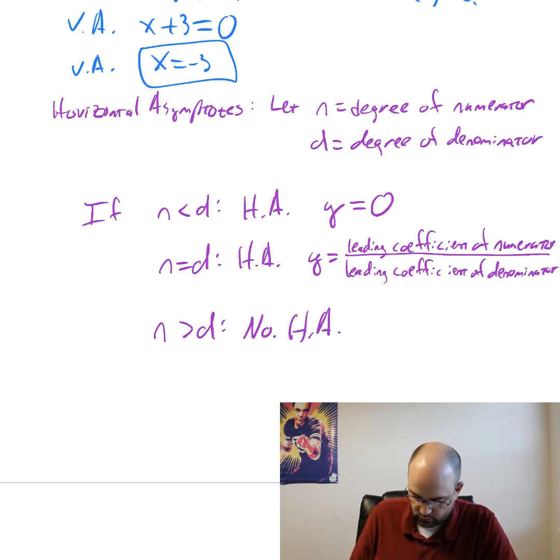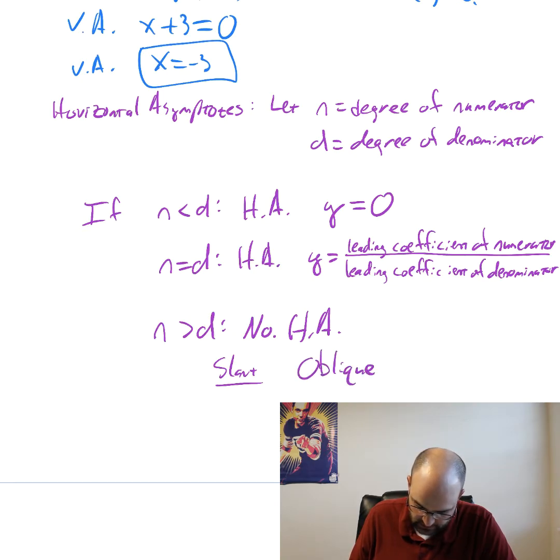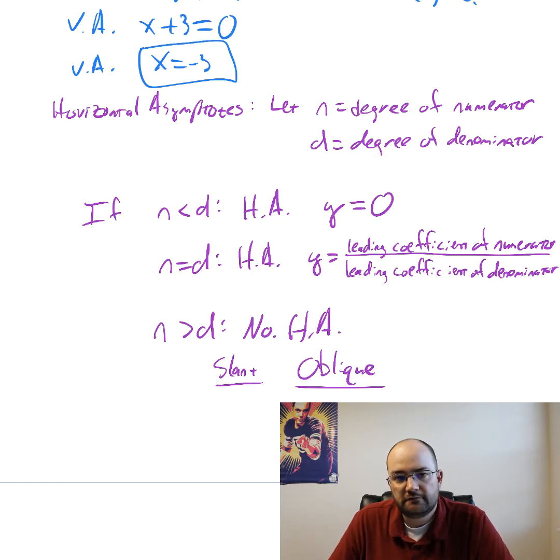And generally speaking, we call this a slant asymptote or possibly an oblique asymptote. So it's one of the two names there. We generally call it a slant asymptote if the degree of the numerator is 1 more than the degree of the denominator. Otherwise, we call it an oblique asymptote. They're all oblique asymptotes if there are no horizontal asymptotes. But slant is more, shall we say, specific.